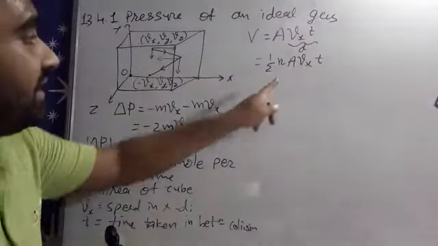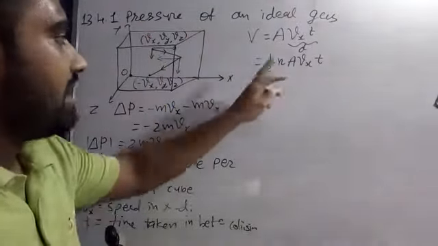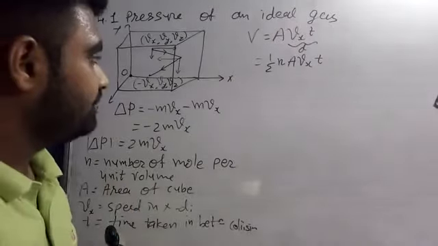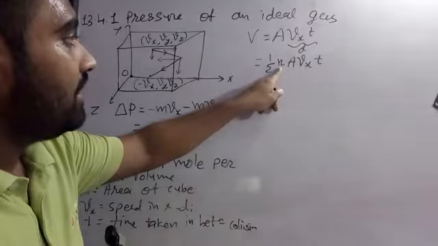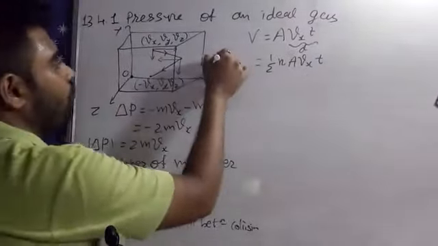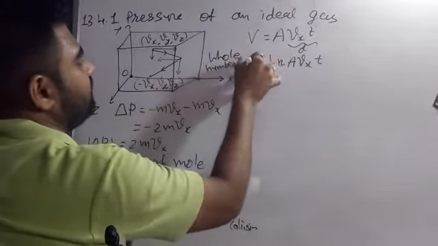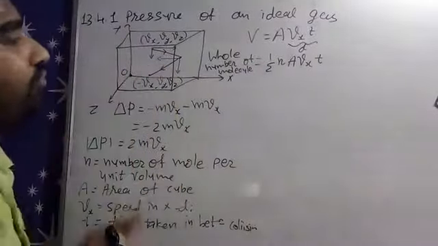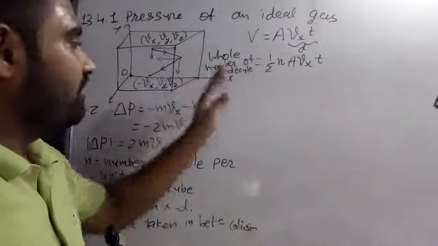Why do I have to multiply this n by 1 by 2? That means only half, right? And n, what is n? The number of molecules per unit volume. So that's why I need to write n here, and I multiply it with the volume. That's how I get the whole number of molecules inside all over the volume of this container. Okay, so these are the number of molecules.